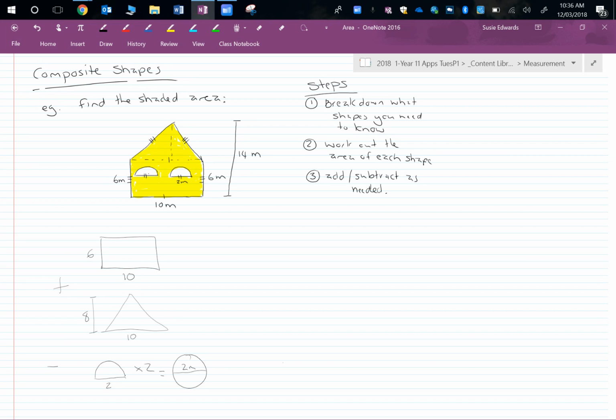So the first thing I do is I do the rectangle. How do I find the area of the rectangle? Length times width. So 6 times 10 equals 60 square meters. That would give you a mark straight away. How do I find the area of the triangle? Half times base times height. So a half of 10 times 8. So 5 times 8 is 40. And I'm adding them together. So I've got 100 so far.